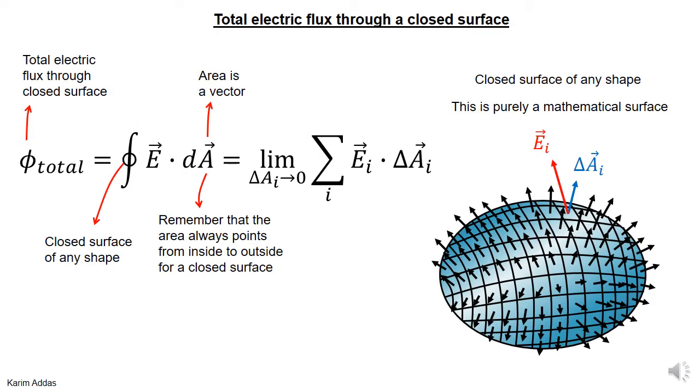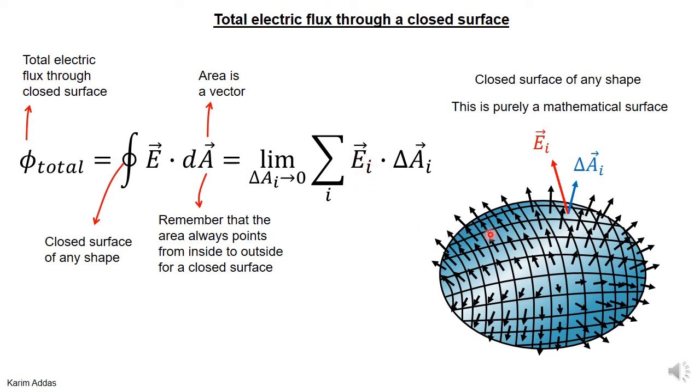So let's review a little bit what the concept of electric flux means, or how to calculate it. If you want to calculate the total electric flux through a closed surface of any shape, and remember, the surface is a purely mathematical construction. It doesn't exist in reality. The surface is not made of any material. It's just purely virtual. The definition of the total electric flux through this surface is the integral of E dot dA, and this circle on the integral indicates that the surface is closed.